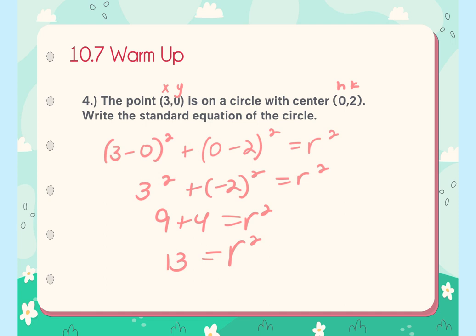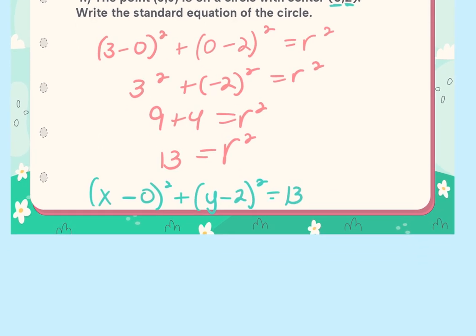If it had asked for r, it would be what? The square root of 13, right? But since it's just asking for the equation, I do x minus the h, which is 0, squared, plus y minus the k, which is 2 squared, equals r squared, which is 13. And then we don't need the minus the 0, so it would be x squared plus y minus 2 squared equals 13.